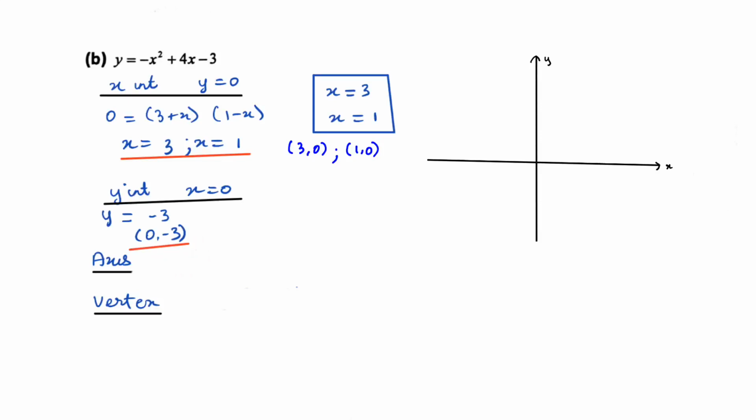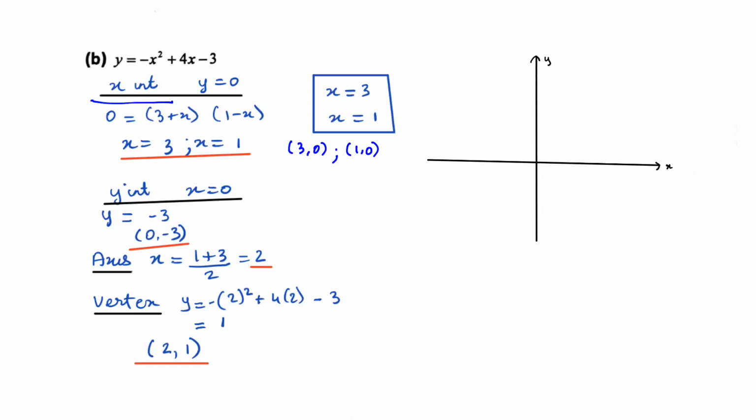To get the axis, you have to add the x values that you have got. So we will add 3 plus 1 and then divide it by 2. When you do that, you will get x is equal to 2. This 2 is the x value of the vertex. Substitute this 2 in your original equation here to get your y value. Our y value we got is 1. So what is our vertex? 2 and 1. Now that we have got all our values, we can sketch the graph.